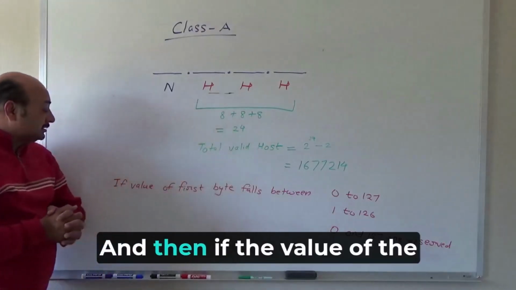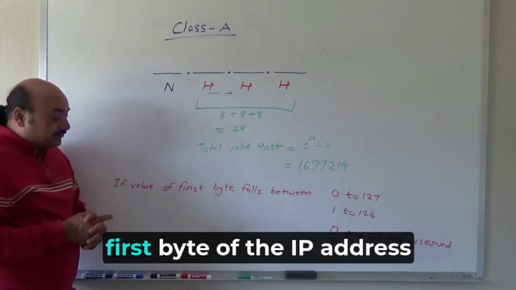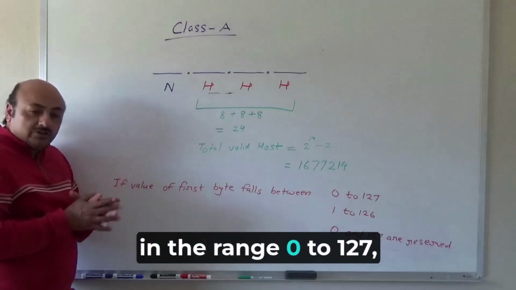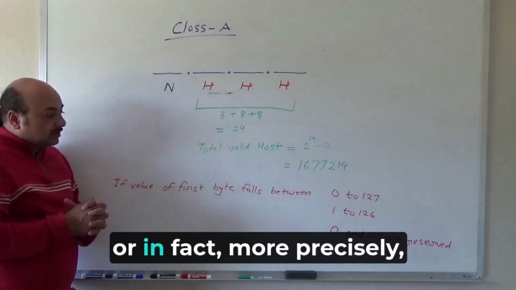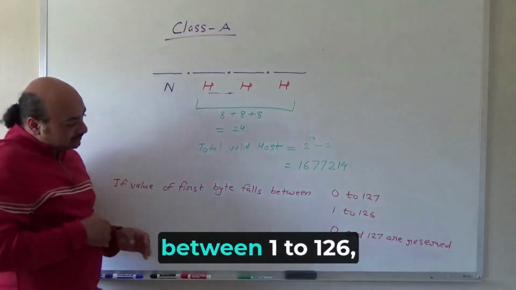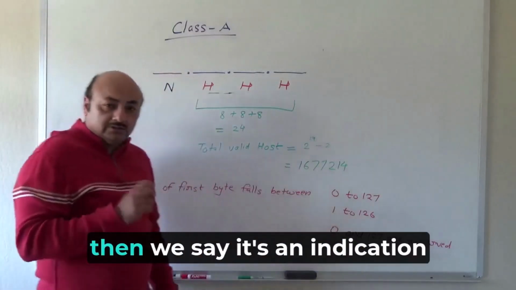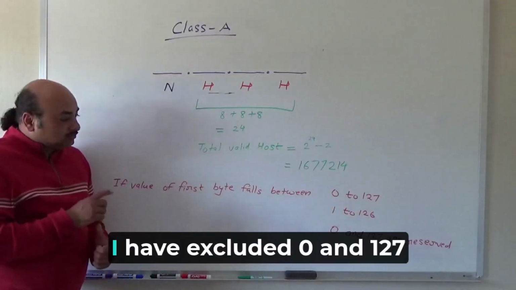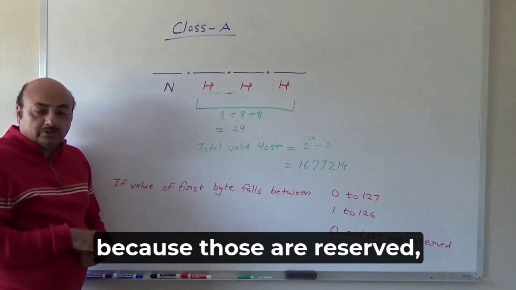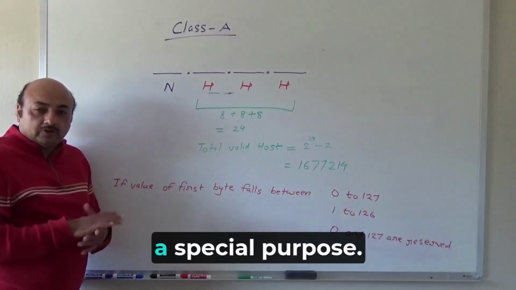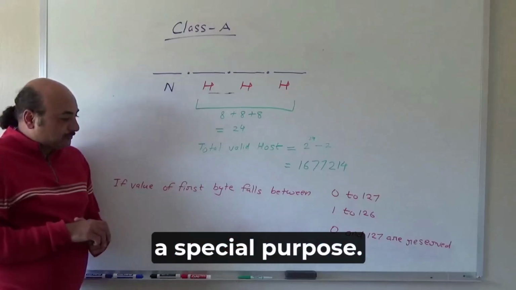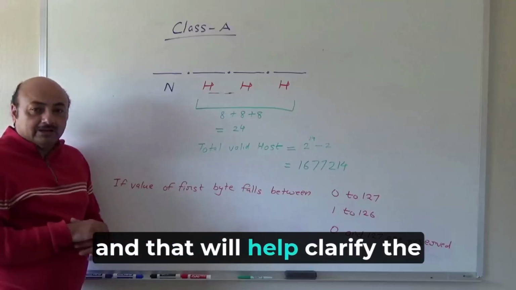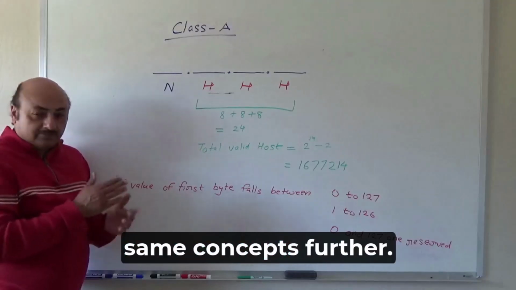Okay, and then if the value of the first byte of the IP address falls in the range 0 to 127, or in fact more precisely between 1 to 126, then we say it's an indication that it's a class A network. Now I have excluded 0 and 127 because those are reserved for a special purpose. Okay, so let me take an example of class A networks, and that will help clarify the same concepts further.